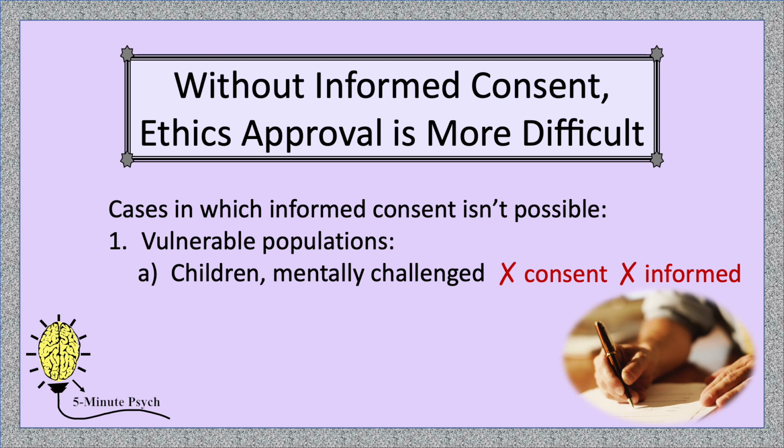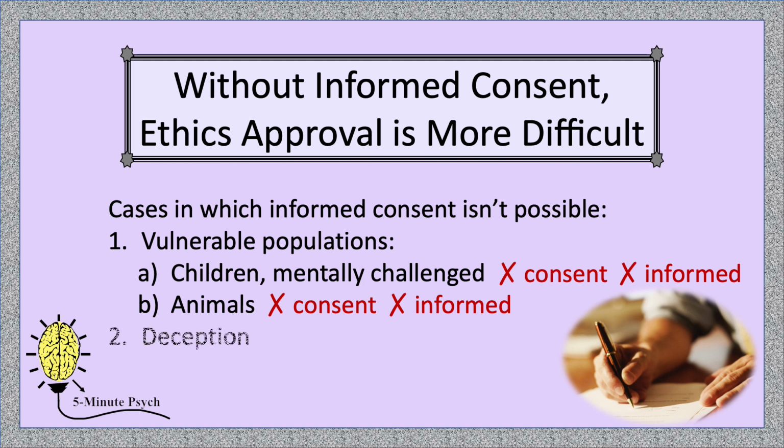Related to this topic is animal populations, because they're also vulnerable in the sense that they have 0 say in whether they participate or not. There's usually a special review board just for animal research. Informed consent also isn't possible with deception, when the researcher has to lie to participants in order to collect their data. In these cases, participants would give consent, but they wouldn't be fully informed.